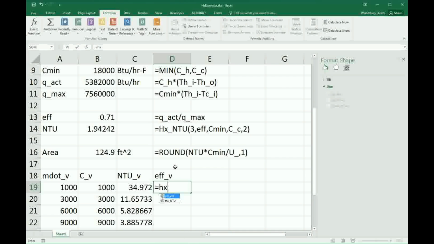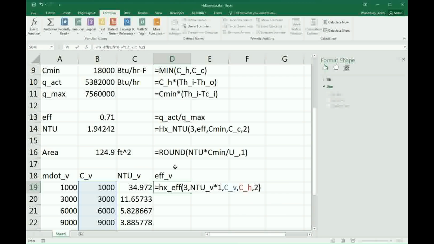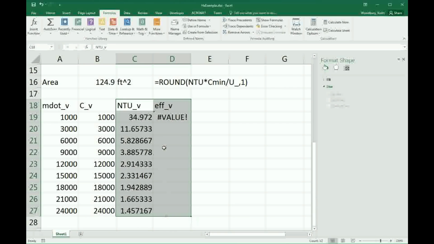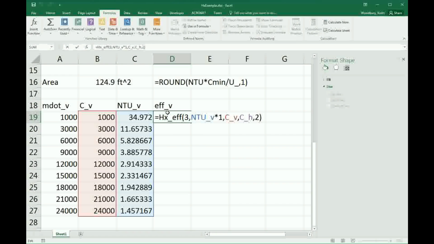Heat exchanger effectiveness, and this was the type 3 heat exchanger. We now need to give the NTU and the Cmin, which is CV, and the Cmax, which didn't change, which is CH. And it doesn't hurt, we can tell it that it's 2 passes in this heat exchanger. I'm getting this ugly error here because I failed to define these names that I used in this equation, and I just need to straighten that out.